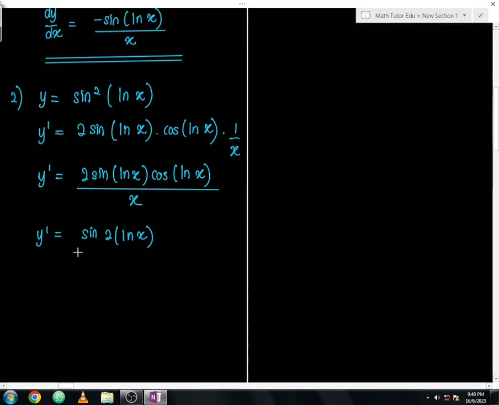divided with x. Okay, so let me underline the solution.